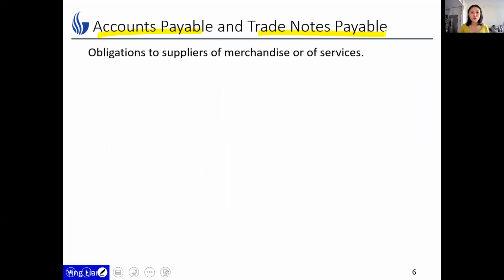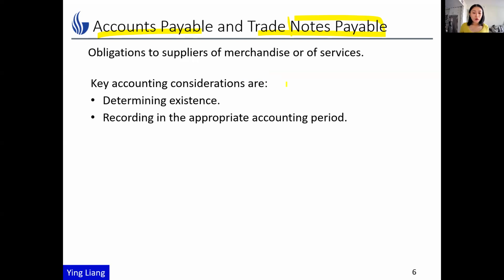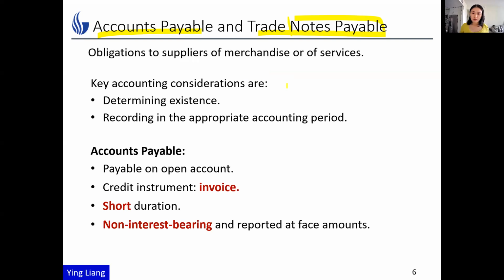What is trade notes payable? Notes payable can be related to trade or not related to trade. Trade notes payable are those payables that are related to suppliers, right? Now, first, let's look at accounts payable. Accounts payable are obligations to suppliers of merchandise, or maybe somebody provided a service to us and they are also our suppliers, right?